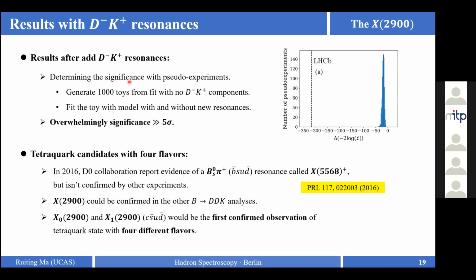We then calculated the significance of the two exotic resonances, determined by the particular experiments. We generated 1,000 toy Monte Carlo samples from the fit result without the decay components, and then fitted each toy Monte Carlo sample with and without the decay resonance, and calculated the delta likelihood. The distributions of the delta likelihood are shown in this page. We can see that it's far from the delta likelihood in data. So the significance is overwhelming.